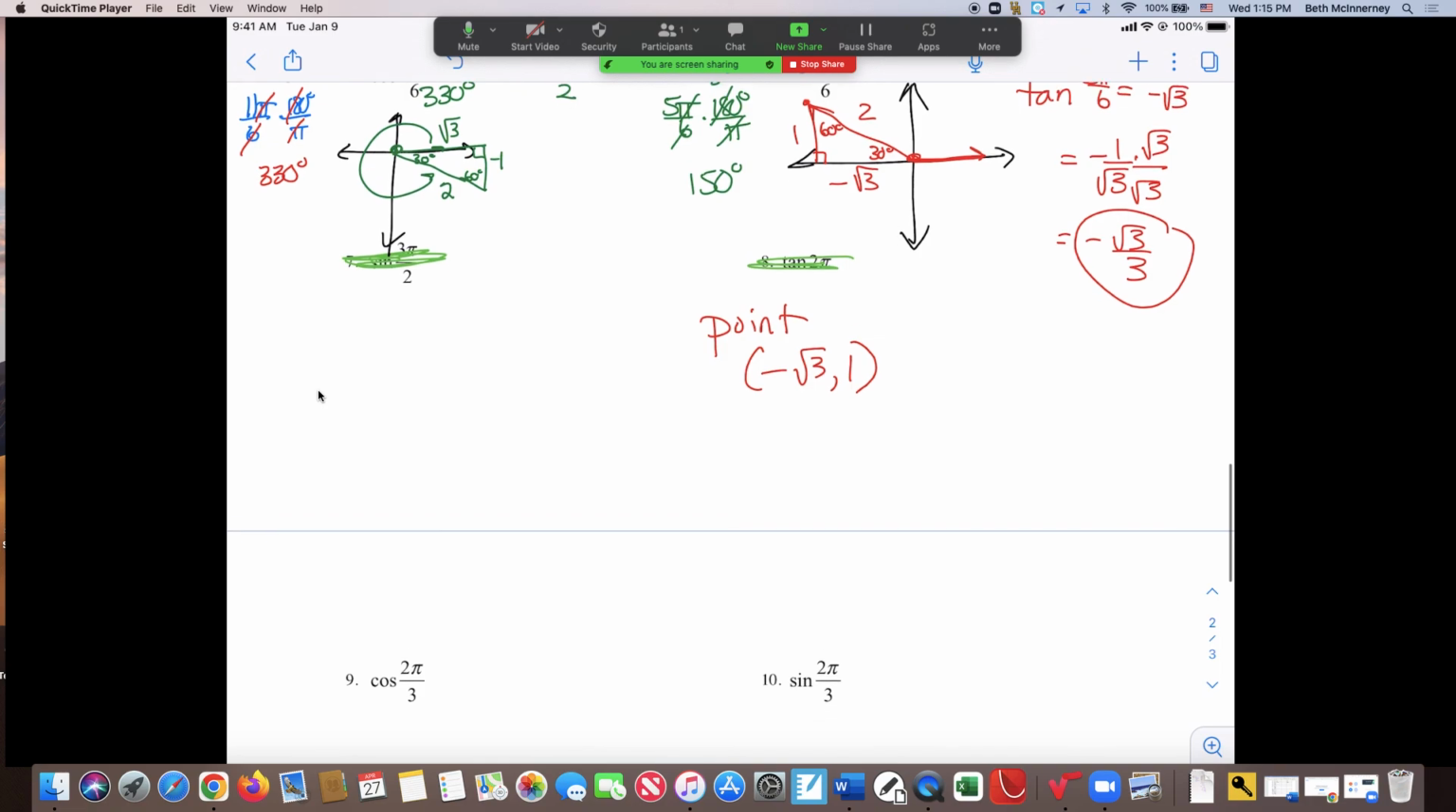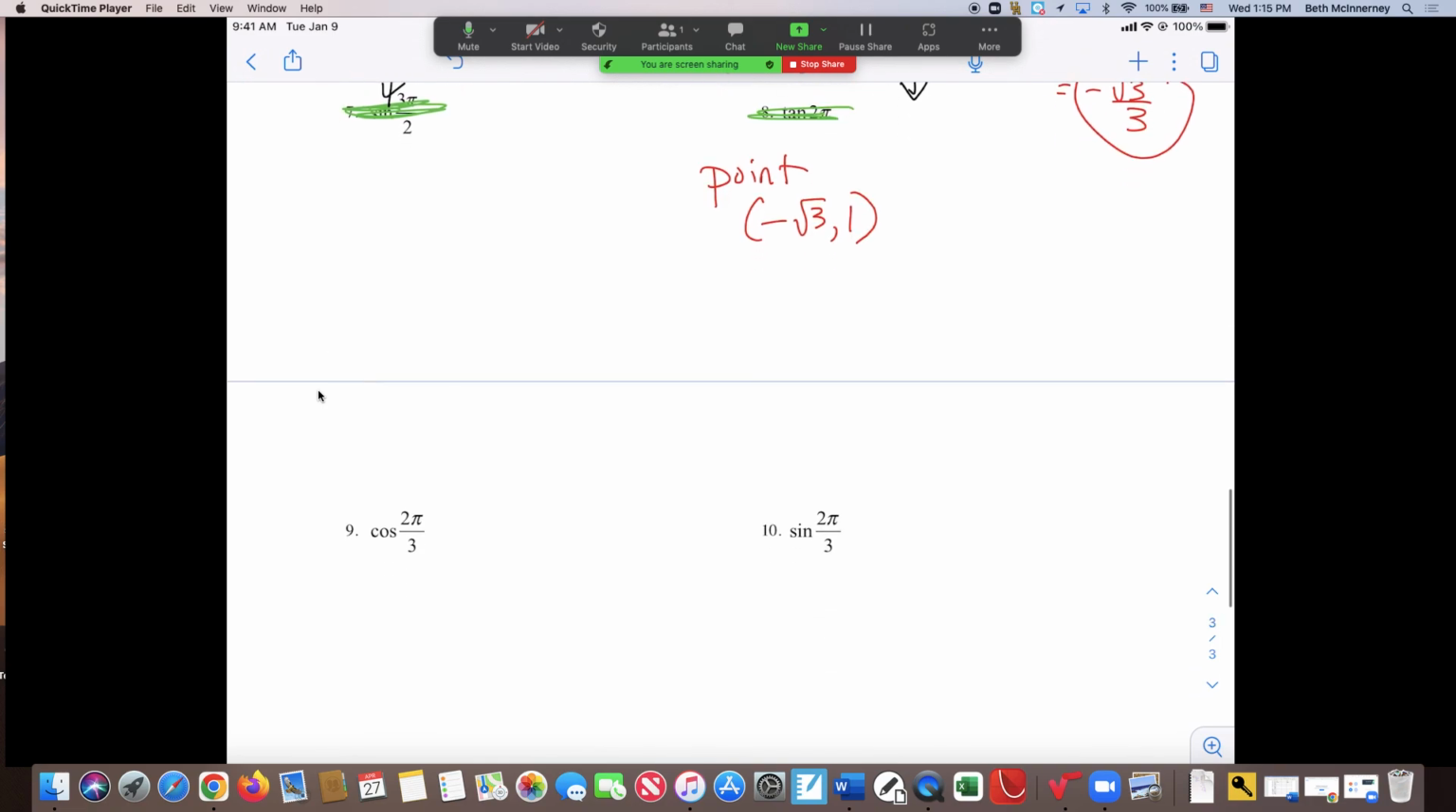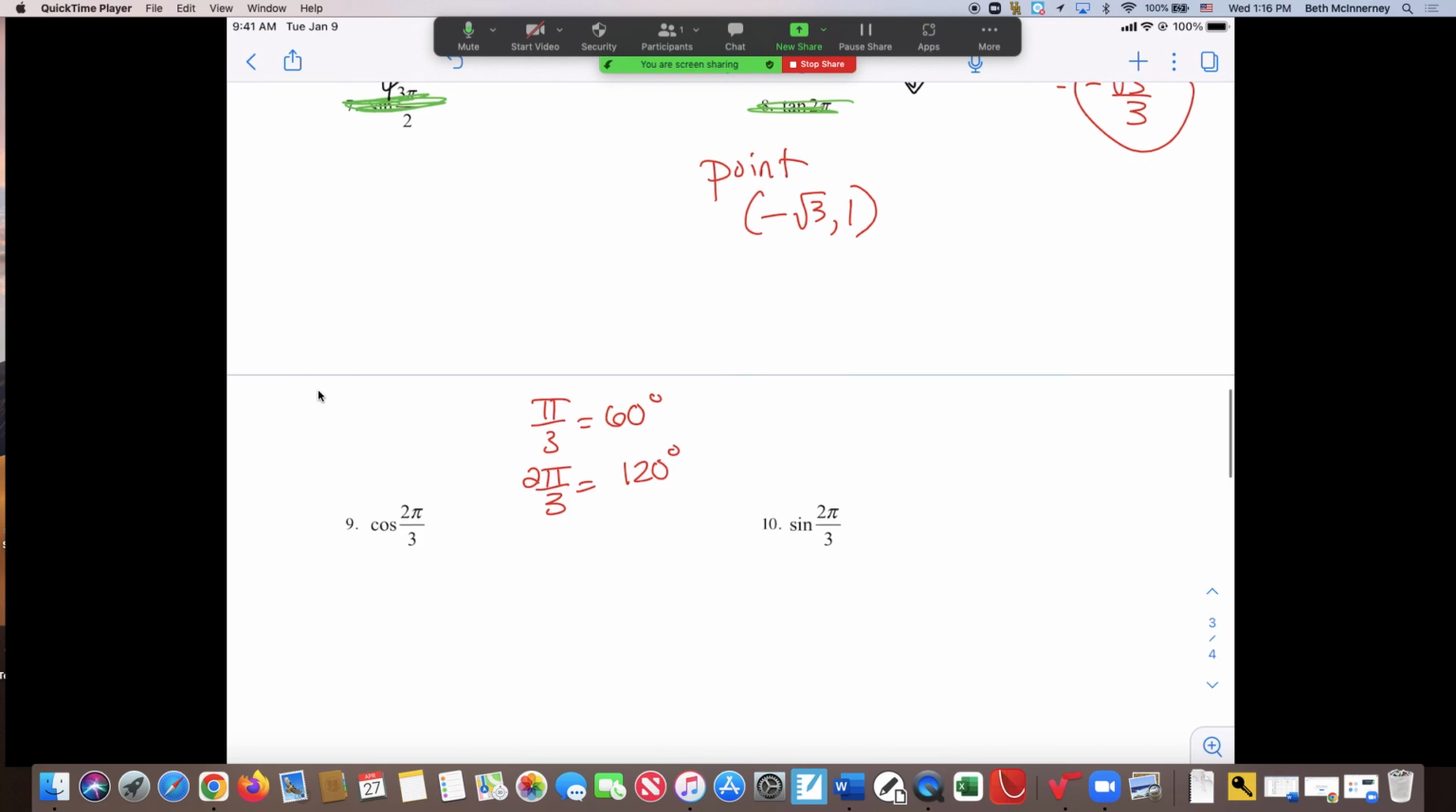All right, let's try one more, and actually 9 and 10 go together. 2 pi over 3, here's something else that I do. If you know that pi over 3 is 60 degrees, do you know that 2 pi over 3 is just 2 of those? So I can then begin to convert really fast. Let me say that again. If you know those 3 that I told you to know cold, if you know that pi over 3 is 60 degrees, then 2 sets of pi over 3 is just 2 of 60, so it's 120.